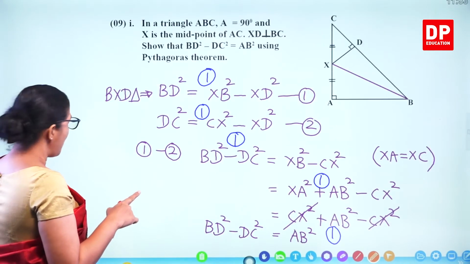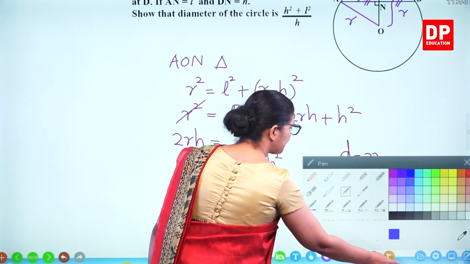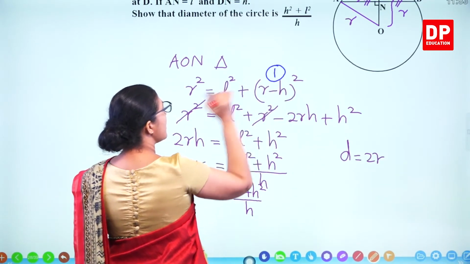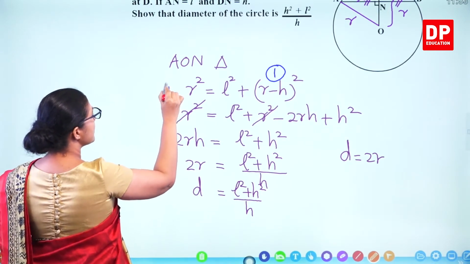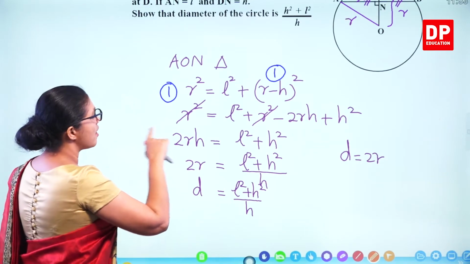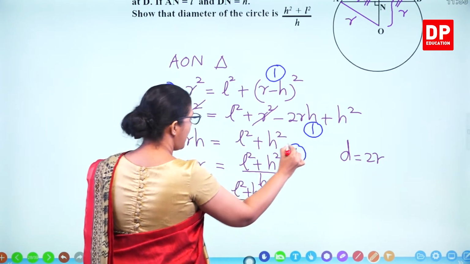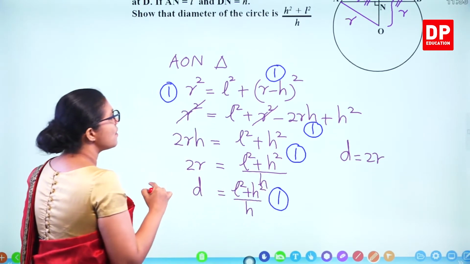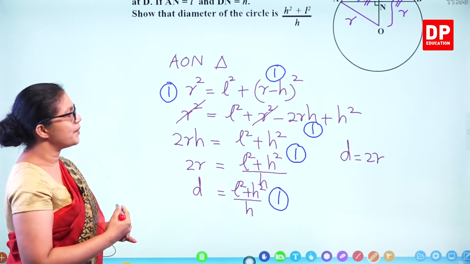So earlier 5 marks and we give 5 marks for this one. Writing down this length in terms of R and H, 1 mark. Using Pythagoras theorem, 1 mark. Expanding brackets and simplify. And finally 2R becomes D. That's another 1 mark. So altogether 5 marks for this step as well.